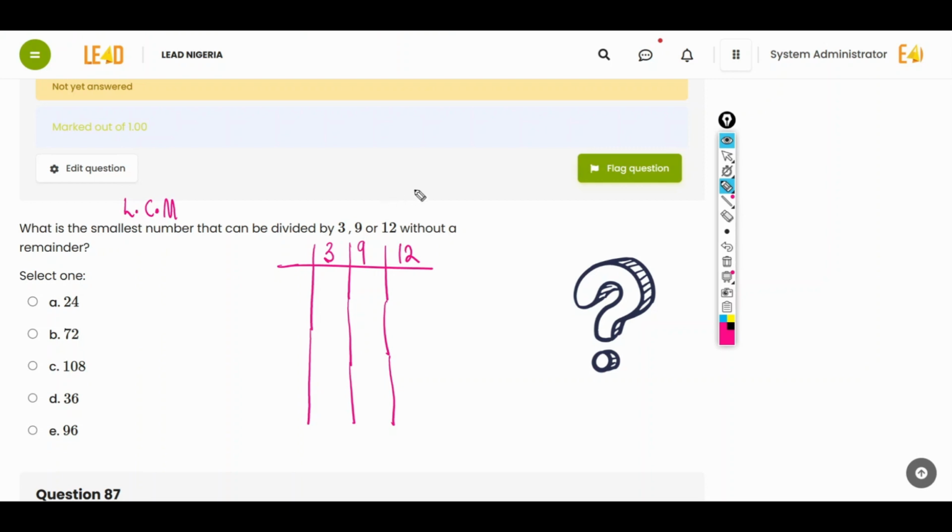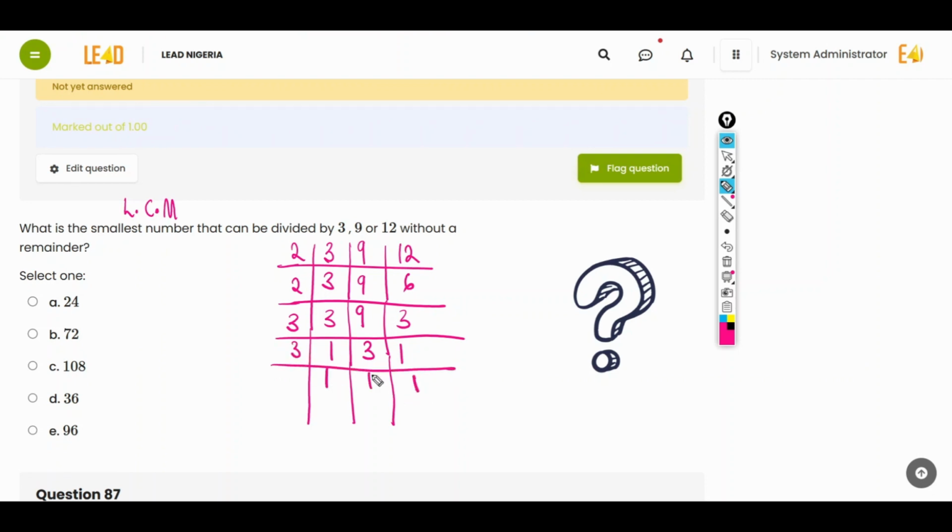Perfect. All right, so to find the LCM, we start with 2, because 2 can divide 12. So we have 3, 9, 6. We can go with 2 again, right? Because 2 can still divide 6. So we have 3, 9, 3. Because 2 can't divide 9, so just bring it down. And 6 divided by 2 is 3. Now we use 3. We have 1, 3, 1. And then we can use 3 again, and we'll have 1, 1, 1.